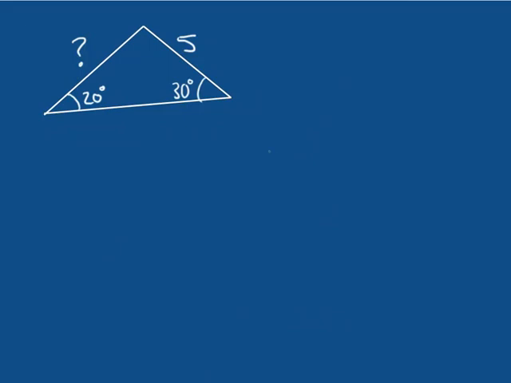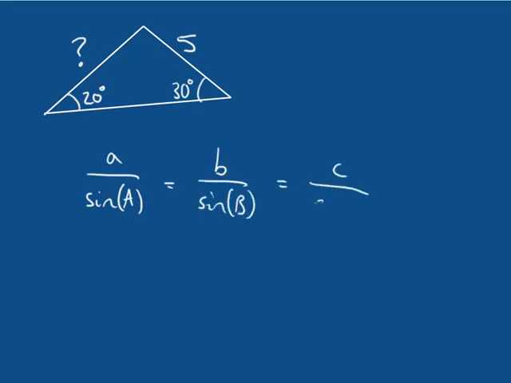Well, let's recall our sine rule. Our sine rule states that a over the sine of a is equal to b over the sine of b, which is equal to c over the sine of c. So we know that the ratio of an edge divided by the sine of the angle opposite that edge is equal to the same ratio for each of the other edge-angle pairs. Now in this case, we can see 20 degrees is opposite our edge that has a length of 5, and 30 degrees is opposite our unknown edge.